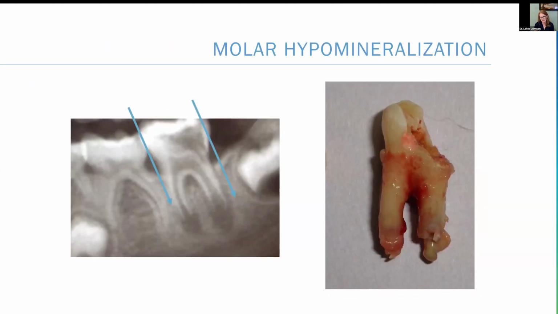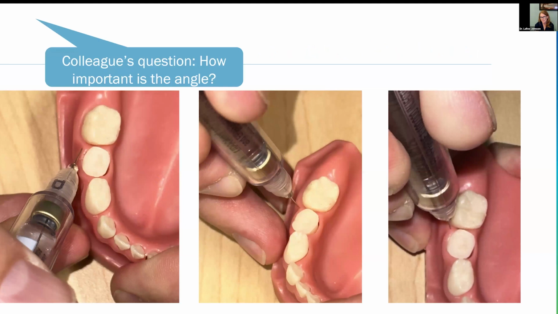And this is just a sad situation. This was clearly a combination of molar... I saw this child on emergency for our county. Clearly a combination of likely molar hypomineralization and probably pre-eruptive caries, if I had to guess. And in this situation, if you were to approach this, you would definitely want to go anterior and posterior to this tooth to make sure you have adequate anesthesia.